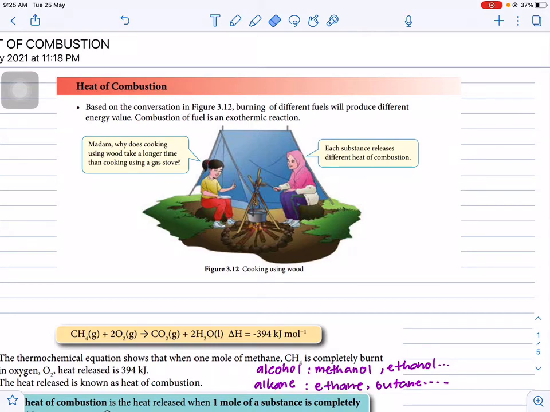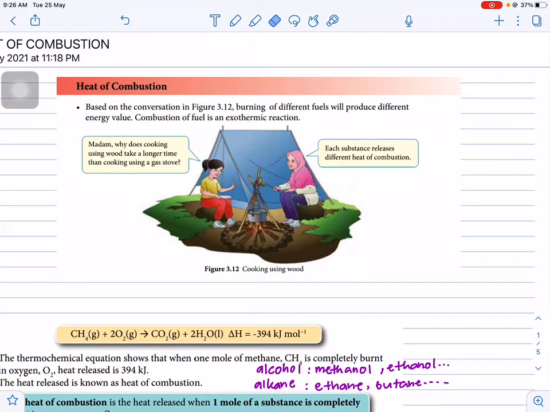Why? So I think everyone knows, because each of the substances, which is the gas stove and also the charcoal, produces a different amount of heat during the combustion. So dia orang akan bebaskan amount of heat yang berbeza, yang menyebabkan proses memasak meat will be different.